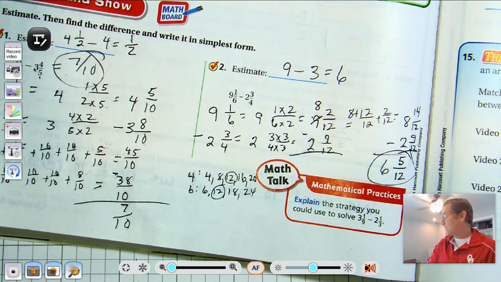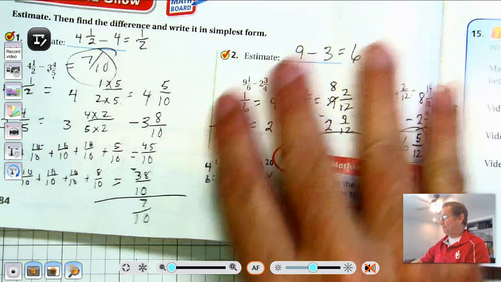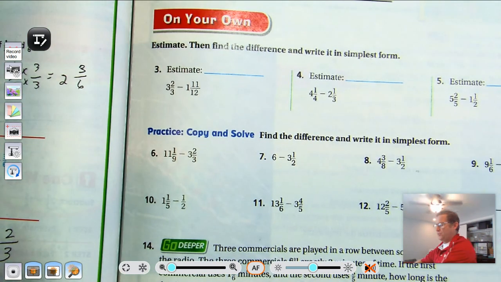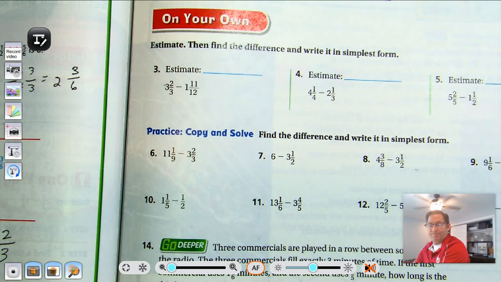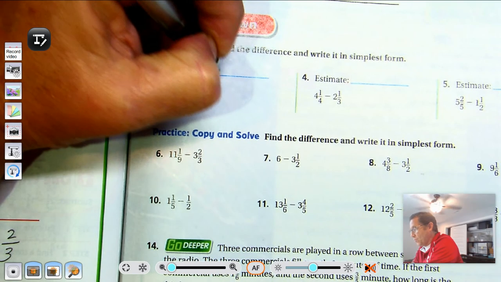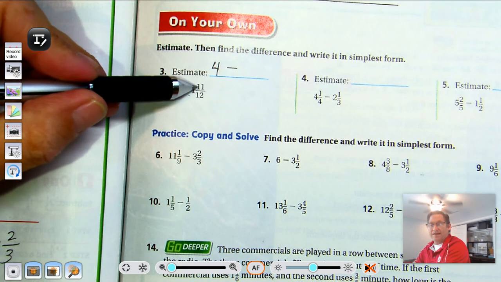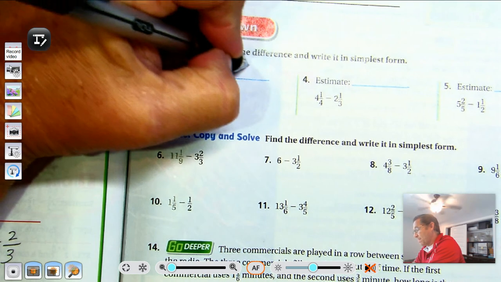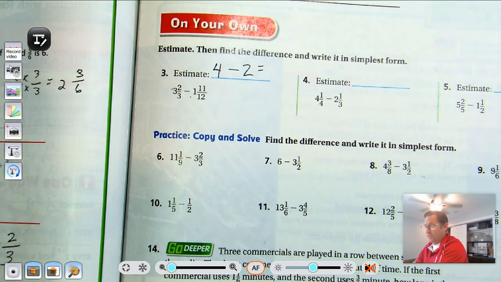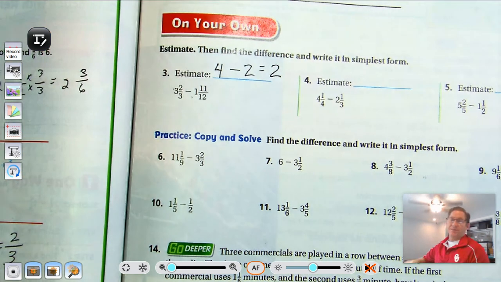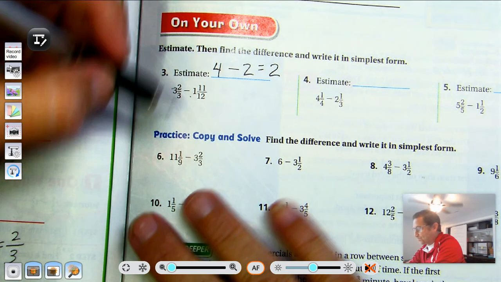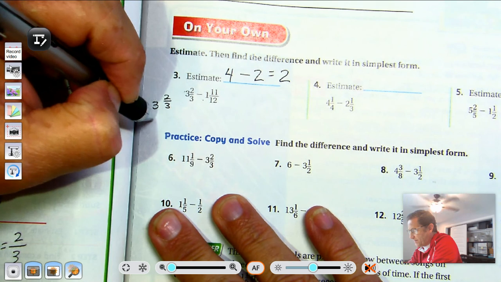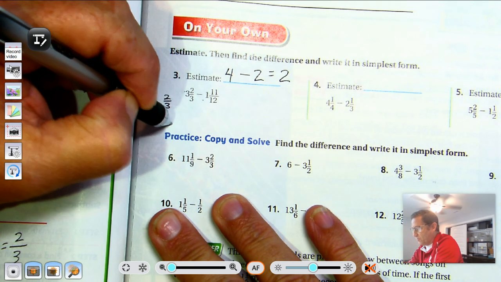And number 3. Estimate 3 2/3. Well, that's close to 4, isn't it? Okay, 3 plus 1 is 4. Subtract 1 and 11/12. So 11/12, that's close to 1. 1 plus 1 is 2. So we basically have 4 take away 2. So our estimate is going to be about 2. So we have 3 2/3. We have to take 1 and 11/12.